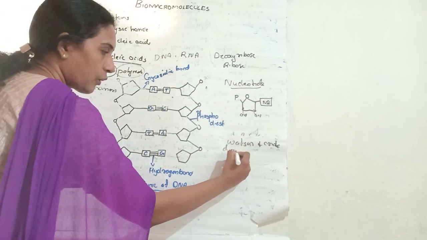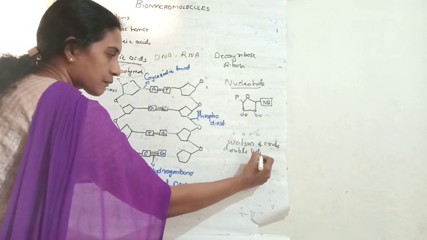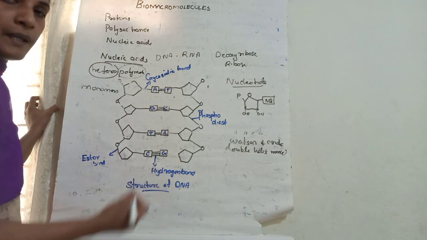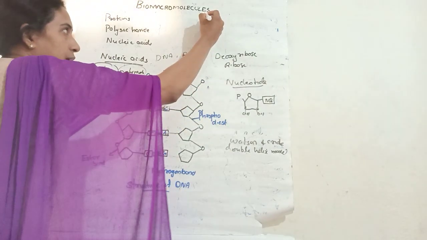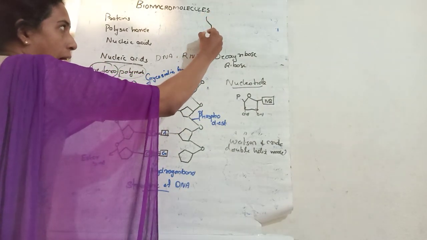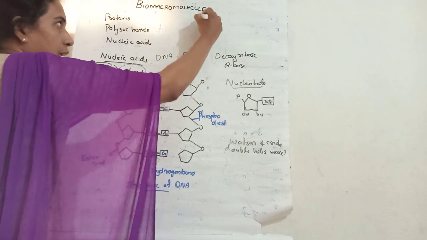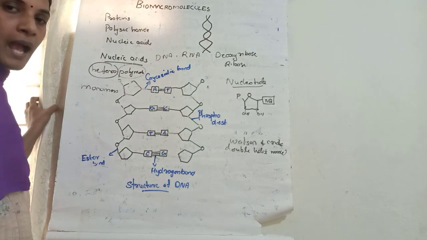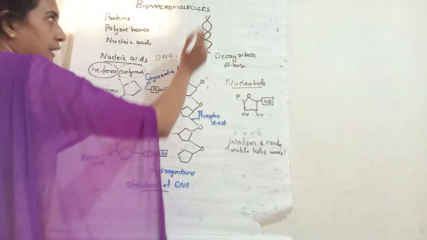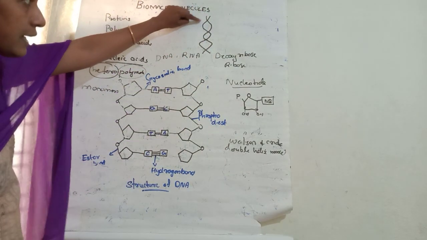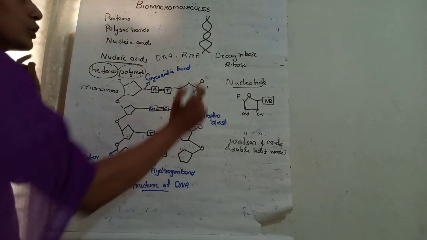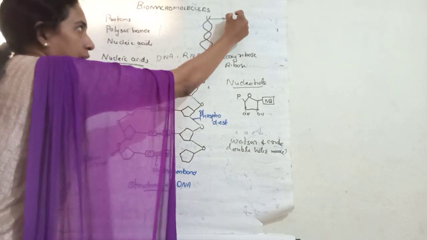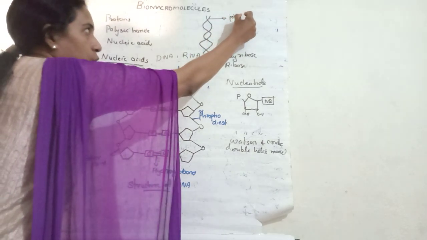The double helix model of DNA. Okay, double helix model. What is a double helix model of DNA? That is, the strands are arranged in an anti-parallel direction. What is meant by anti-parallel? Here you can see two chains of DNA, and each chain is considered a polynucleotide chain.